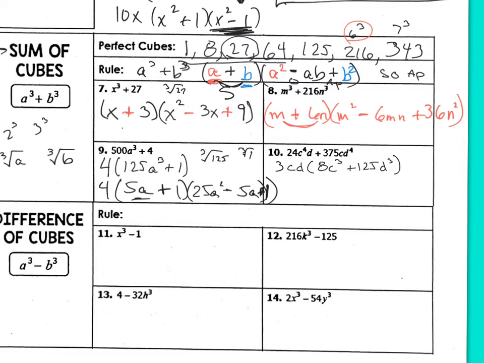So when we have letters in the front and the back and numbers, it doesn't change anything. So the 3cd stays here. Cube root of 8 is 2c. Cube root of 125 is 5, and then of course we have a d. Square the 2c, that's 4c squared. Multiply these two things together, 10cd.